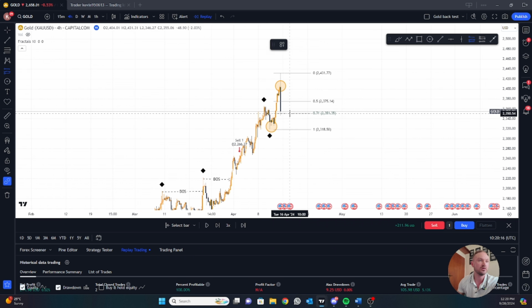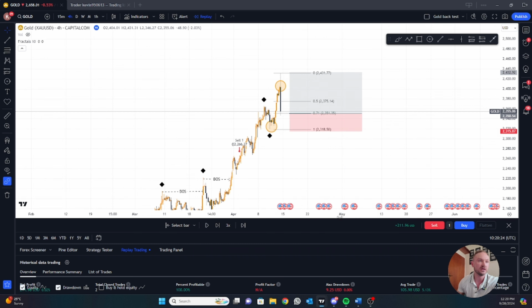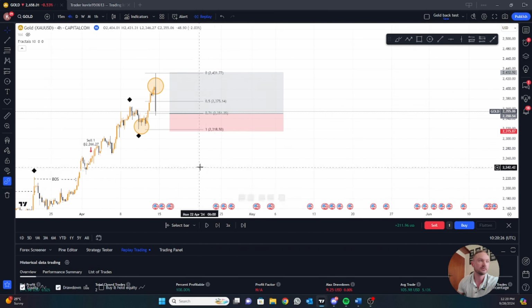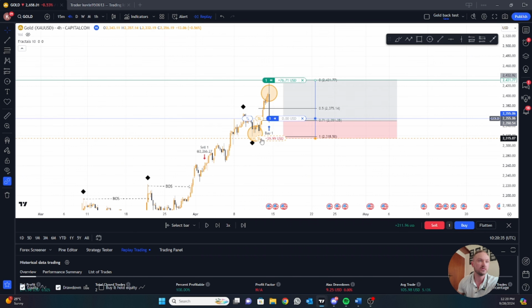So I'm going to enter the long position here. This will be my take profit. This will be my stop loss, just beneath that low. Take the buy. Take profit, the high. Stop loss, the low.